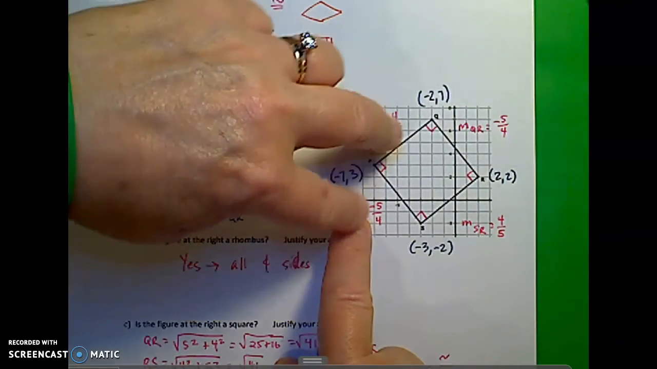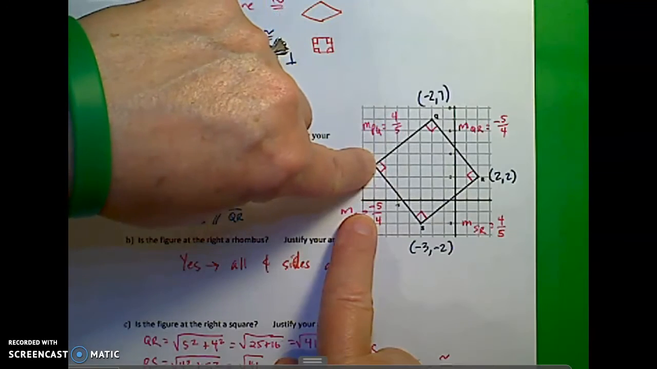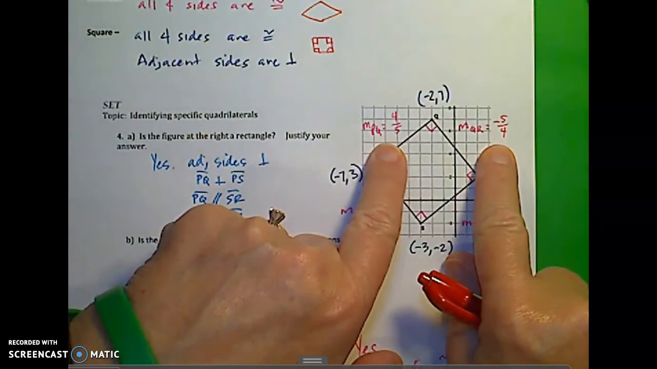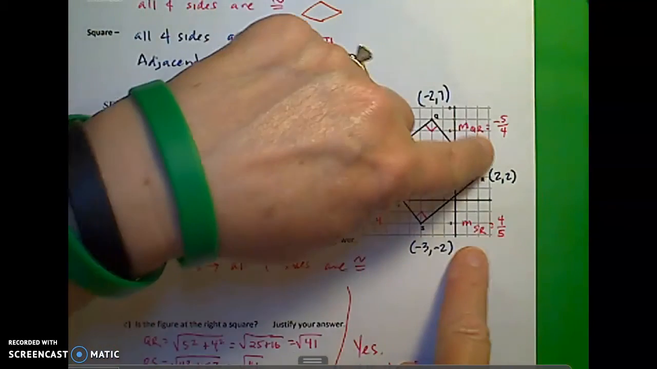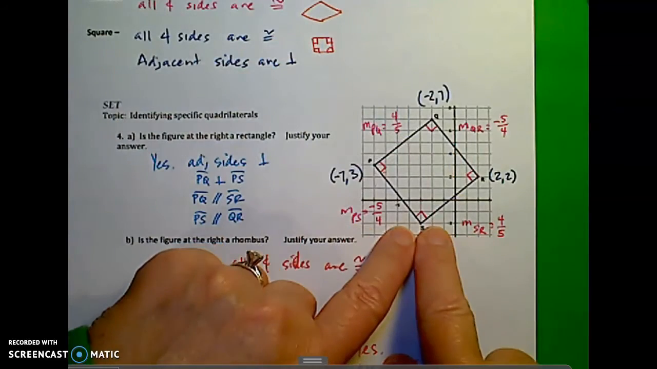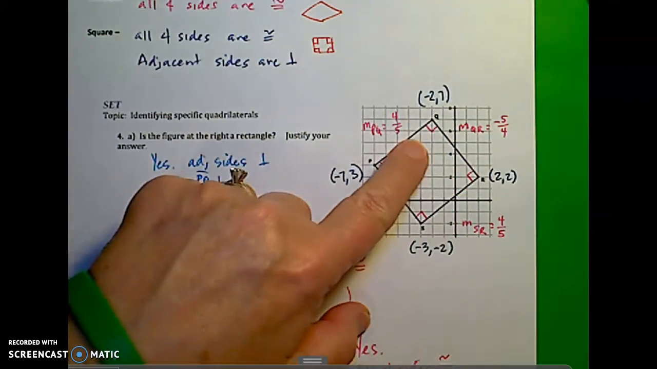Opposite sign, reciprocal fraction. So these are perpendicular. And I put that little right angle box in there. These two, opposite reciprocals, right angle. These two are also opposite reciprocals, right angle. And of course these are too. So there's what we have.